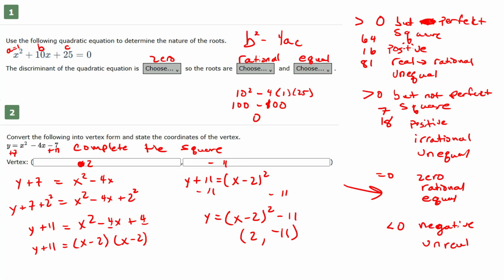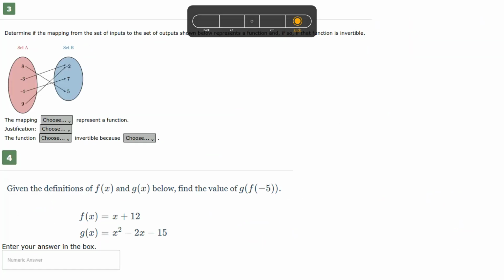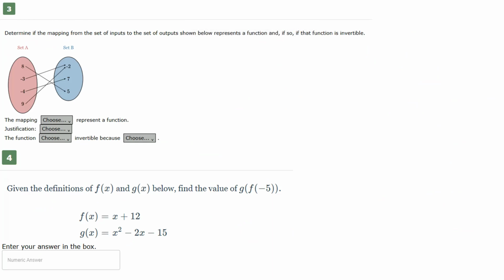Okay. So for it to be a function, each input needs only one output. So 8 only goes to 5, negative 3 only goes to negative 2, negative 4 only goes to 7, and 9 only goes to negative 2. If 8 went to 5 and 8 went to 7, this is not a function. So this does represent a function.